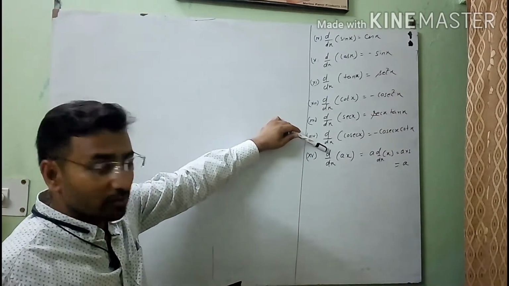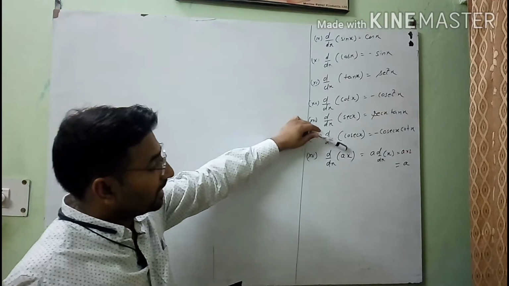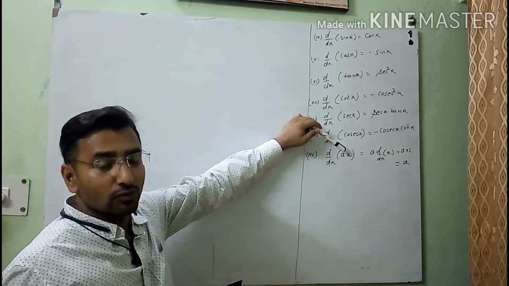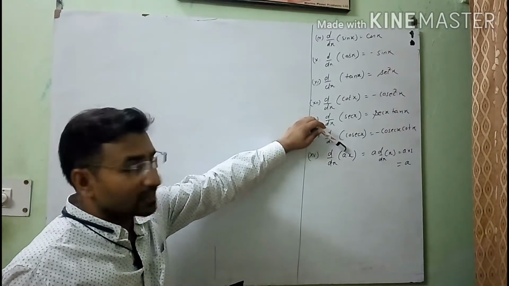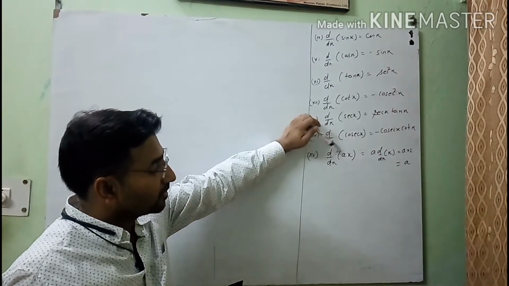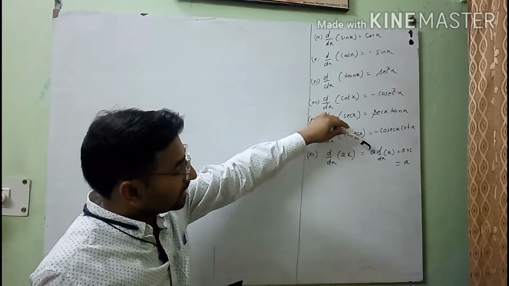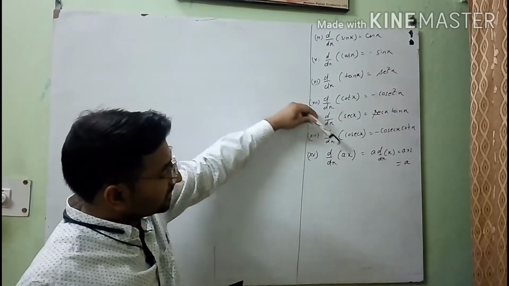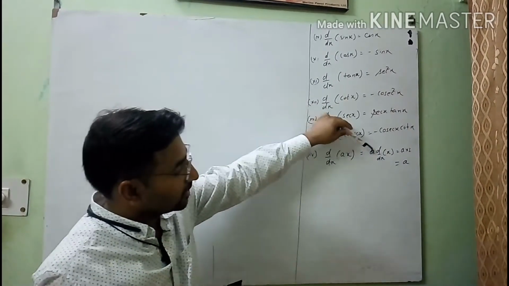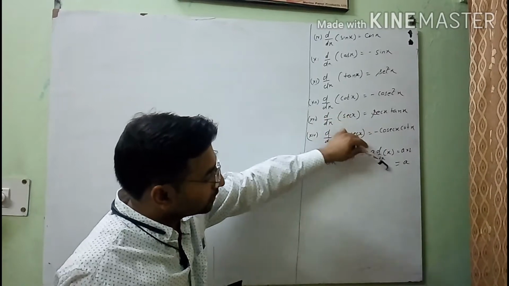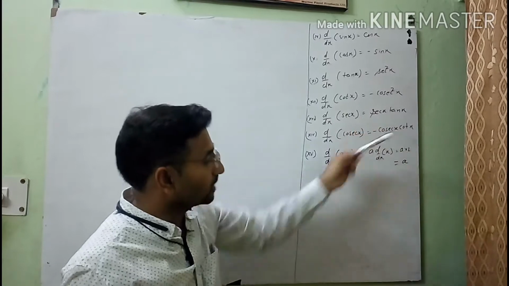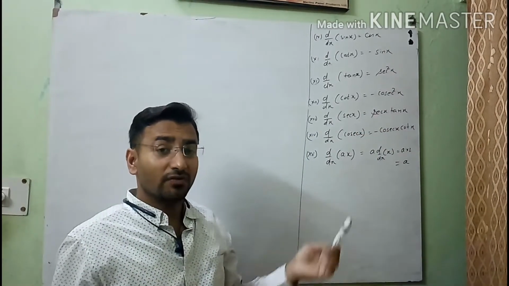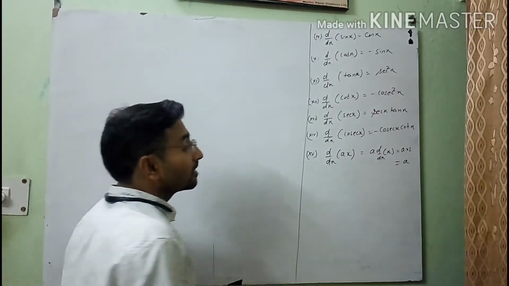Then one important formula, d upon dx of a into x, meaning 2x, 3x, 4x, this type of question, you will solve like this. Here a is a real number and x is a variable. d upon dx of ax: a is taken common from this side because it is a constant. So a into d upon dx of x, and you know that d upon dx of x is equal to 1, so a into 1 is equal to a. So when you write d upon dx of ax, the answer will be a.